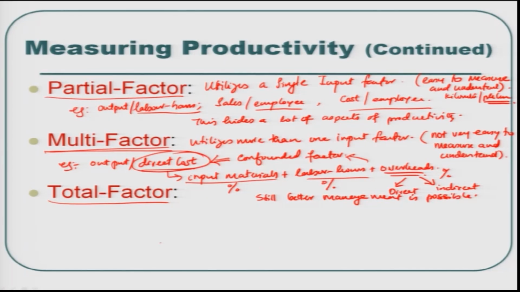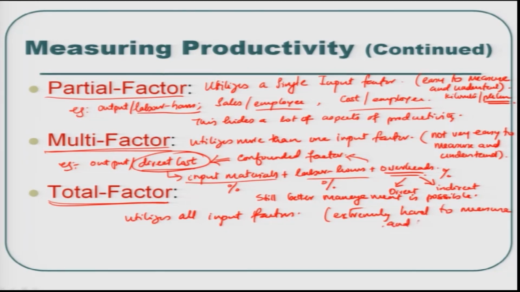Okay. That is known. Then the last is total factor productivity, where it utilizes all input factors. Okay. So here this is extremely hard to measure and understand. The quantification is quite tough in this case. Okay. But this helps in doing trade-off studies.